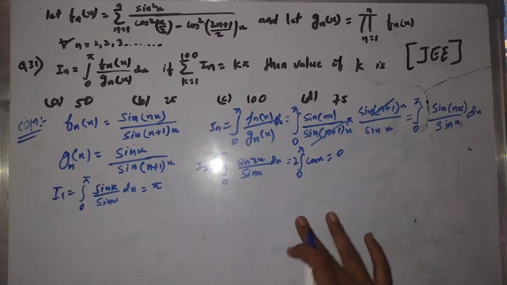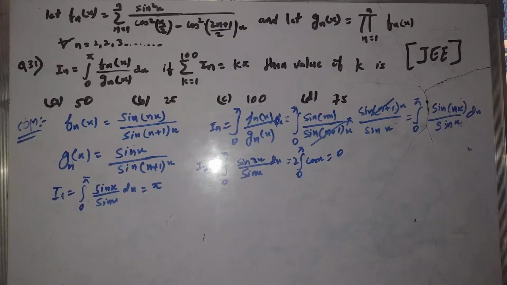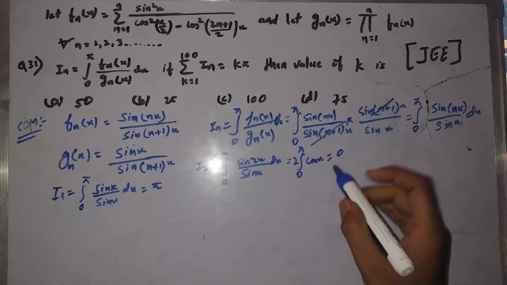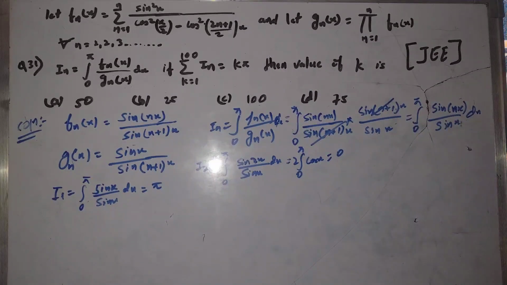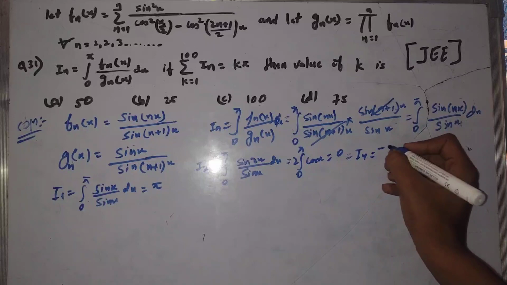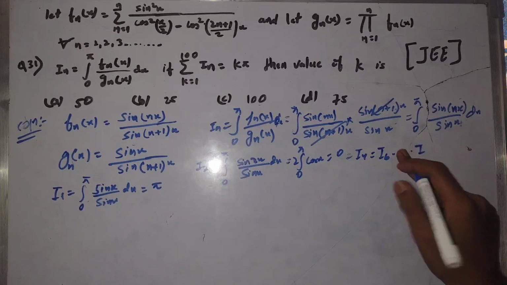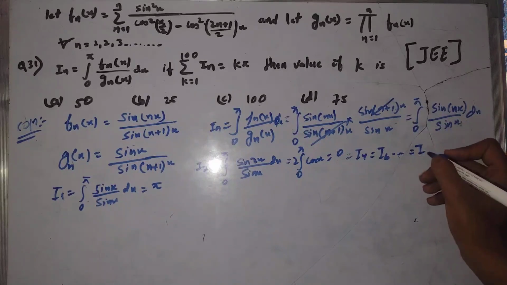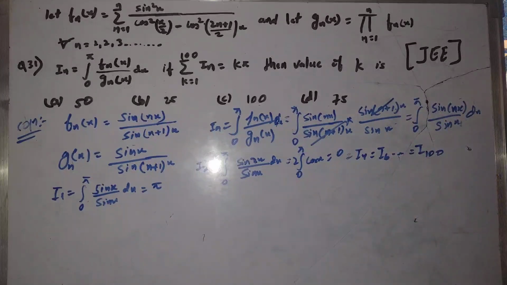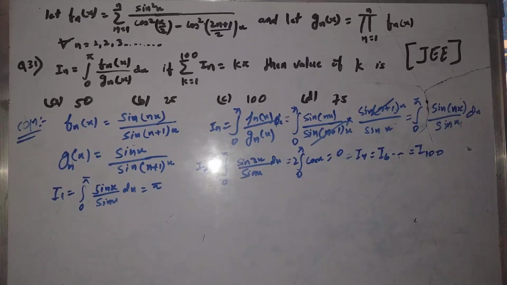Thus we can see that if n is even, it will always be 0, because ultimately it will get simplified, and there will be a cos x term whose integral will give us 0. So we can say that I2 equals 0 equals I4 equals I6 all the way up to I100. So for every even n, this thing will become 0.